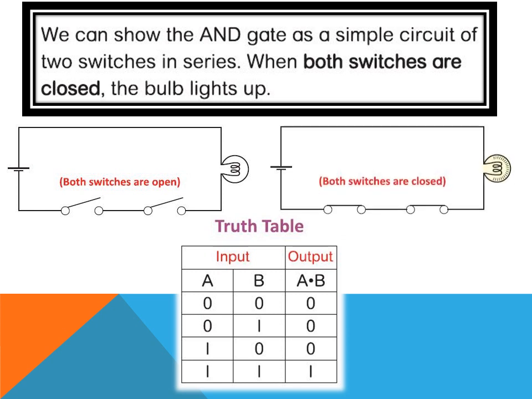But if both switches are closed, look at the diagram to the right hand side. If both switches are closed, that means both the switches are giving 1, 1, then the light glows. That means it is a positive output or a high output, that is 1. Compare these diagrams with the truth table, you will surely understand. And also remember the diagram, the symbol for the AND gate.